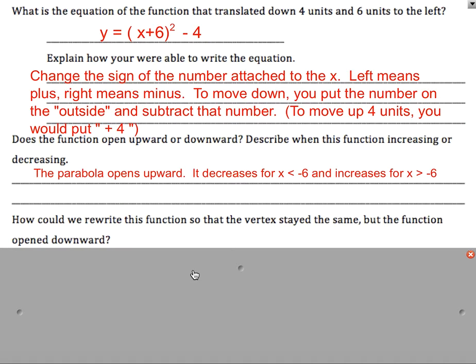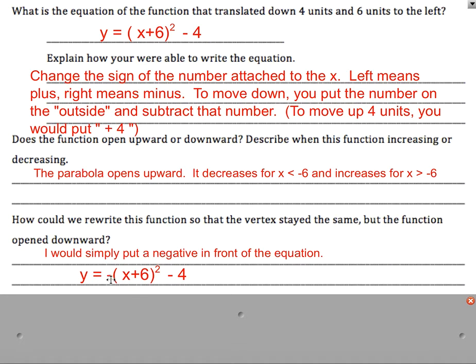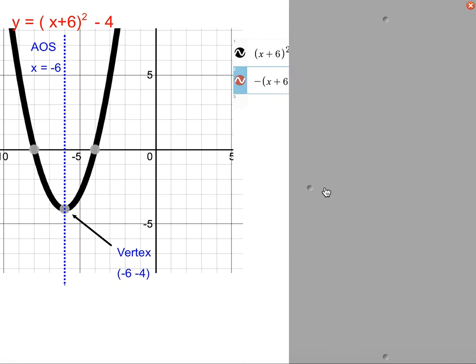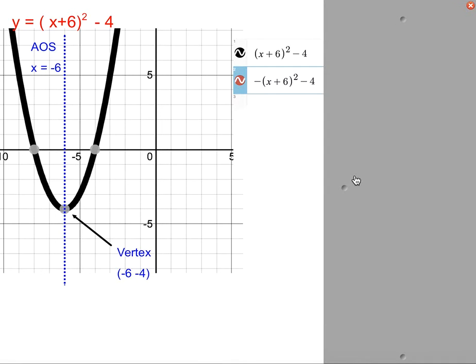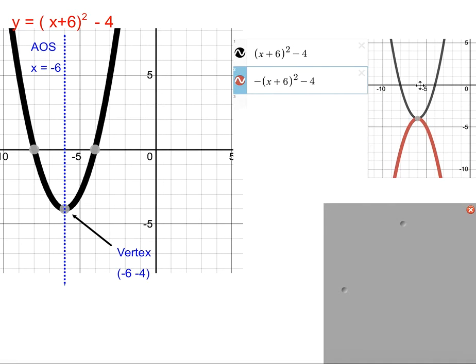Okay, how could you rewrite this function so that the vertex stays the same but it opens downward? So you would simply just put a negative in front of the equation. So that negative will go here. So let me show you what that will look like. If we put the negative in front, the black graph is the regular, the red graph now has the negative. They still have the same vertex, but now this one is down. Okay? So the number in front does not affect the vertex. It's simply the number inside and the number outside that determines the vertex.